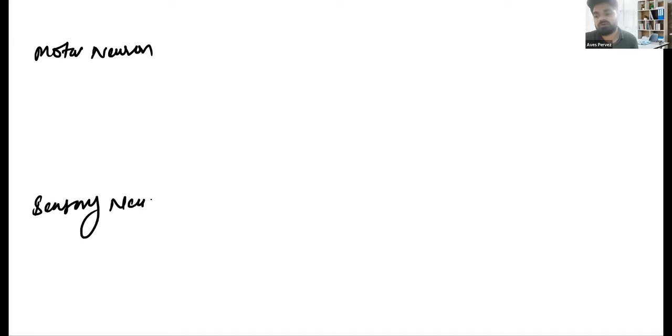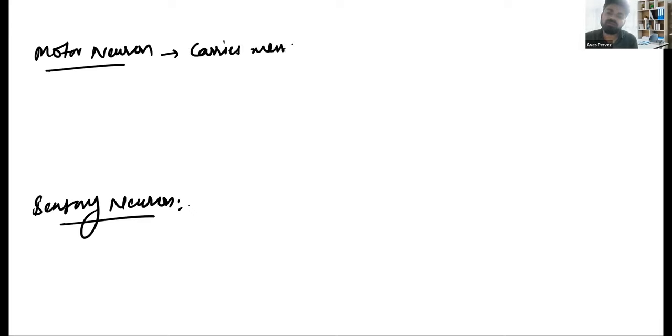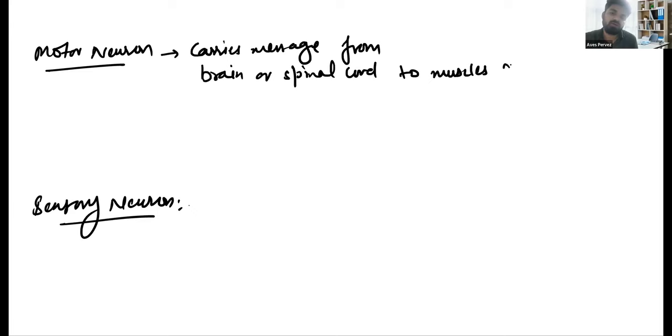For example, if I'm having another type of neuron, there are two types of neuron. One is motor neuron, another one is sensory neuron. Motor neuron carries the impulse, carries the message from the brain or spinal cord to muscles or effectors.